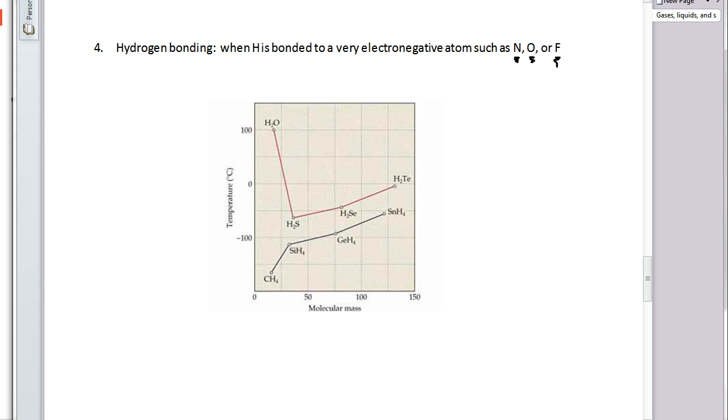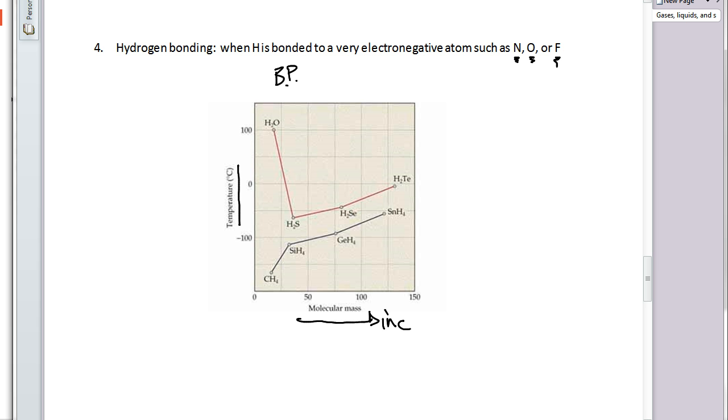And so what I'm going to do is take a look at this chart we have here. It's a chart of boiling points, and the boiling points are listed in degrees Celsius, going from 0 degrees Celsius here, up to 100 degrees, down to negative 100 degrees Celsius. And then we have increasing molar mass as we go to the right. Molar mass is increasing this way. Okay, so let's take a look at this.